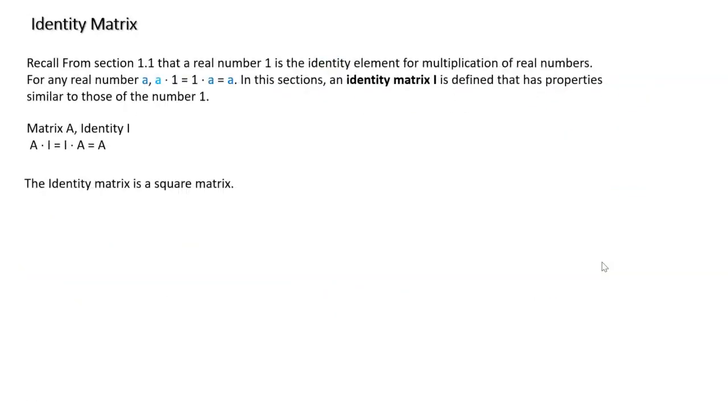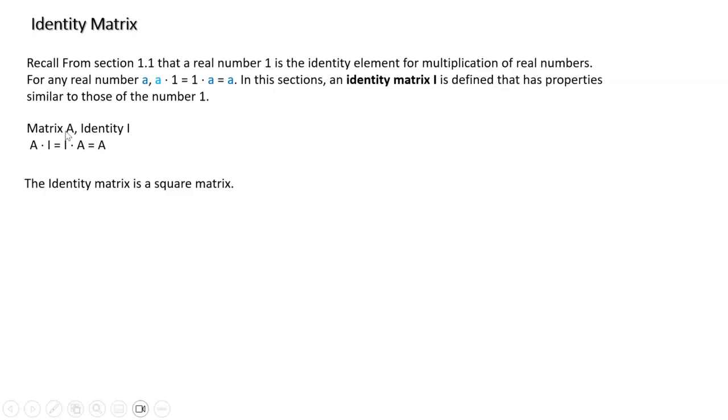Now comes the identity matrix. I put here, recall from section 1.1 that the real number 1 is the identity element for multiplication of real numbers. Why? Because if you multiply A times 1 or 1 times A, it's going to give you the same number. In this section, an identity matrix is called the I matrix. It stands for identity, and it has a property similar to that of the number 1.